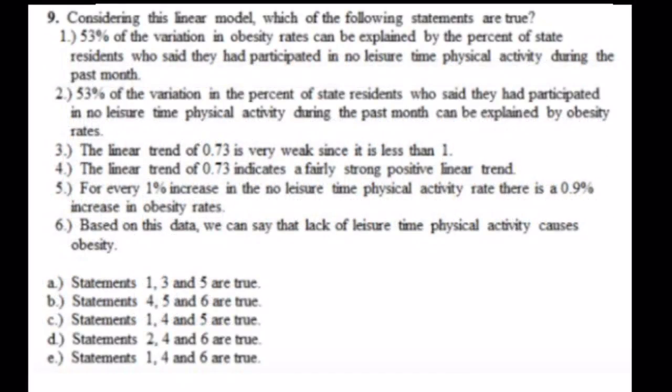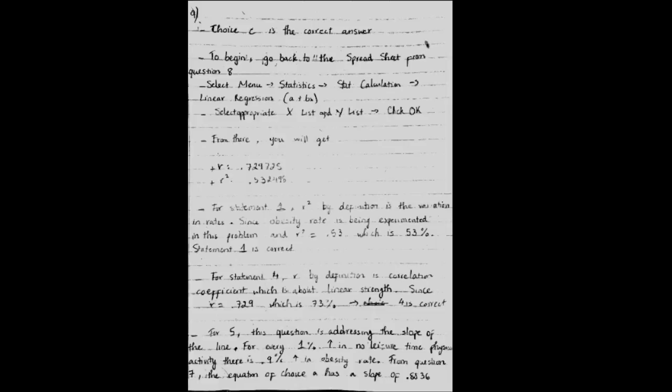Number 9 is asking us to consider this linear model and asking which of the following statements are true. It gives us 6 options. To begin this, you're going to have to go back to the spreadsheet you used in question 8, then you select menu, go to statistics, stat calculations, then linear regression, a plus bx. You have to select the appropriate X list and Y list, and check OK. From there, you will get r equals 0.729725 and r squared equals 0.532498.